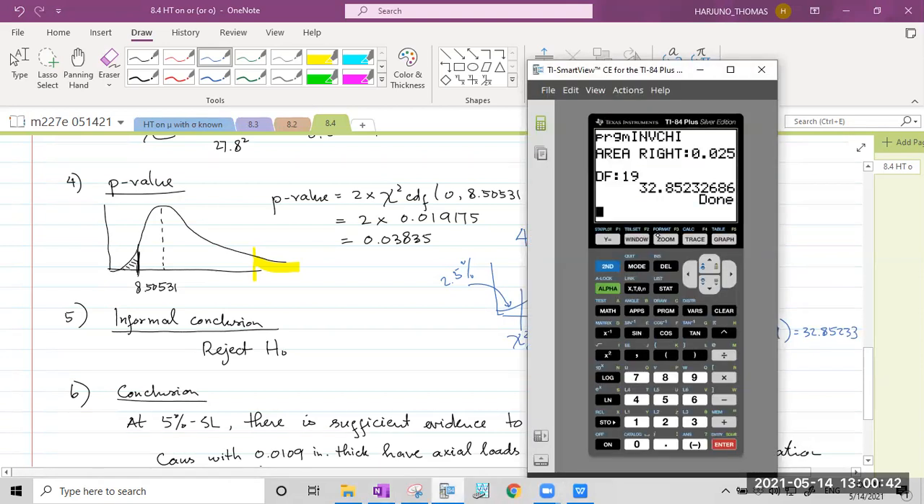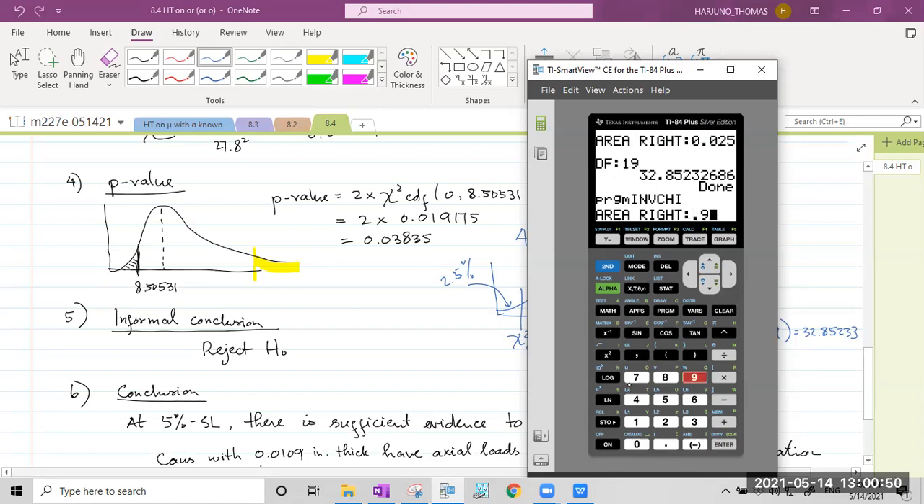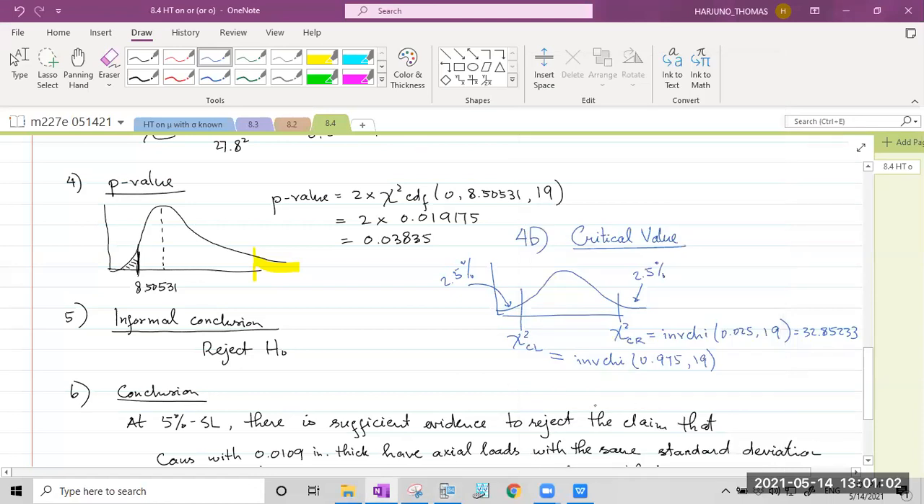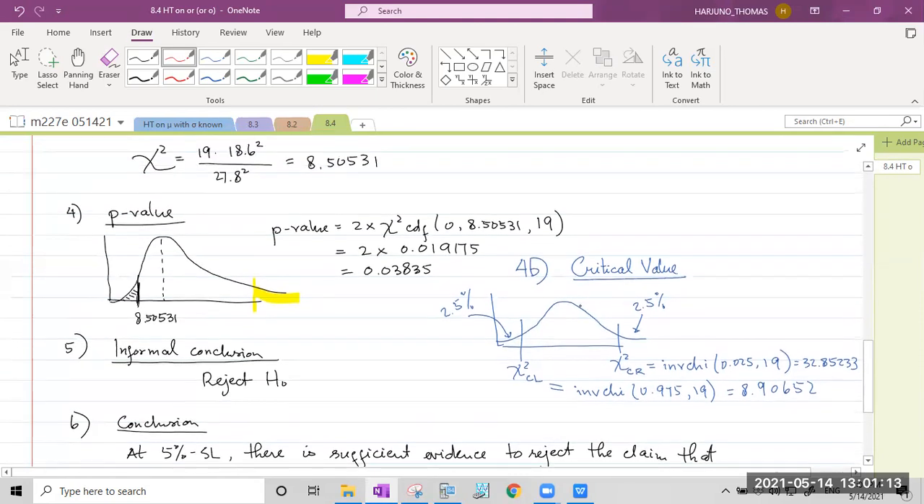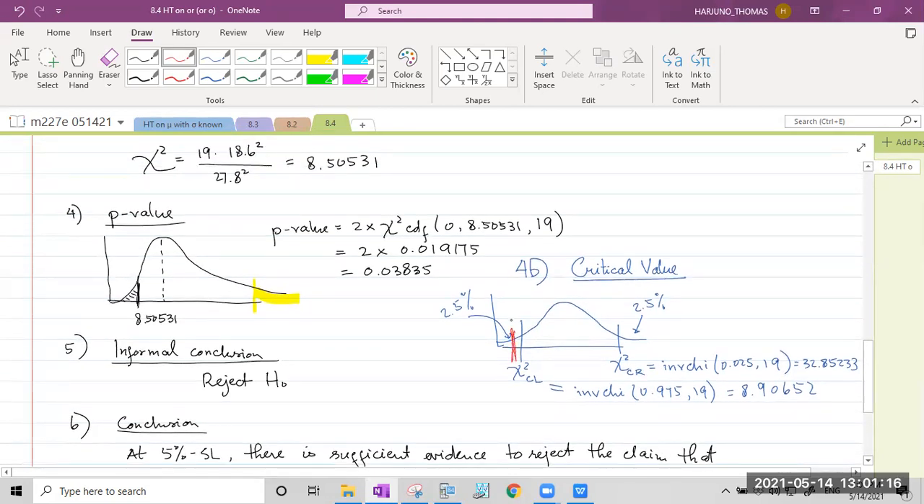And then what happened to chi-squared left? Chi-squared critical left. The area to the right is 0.975, degree of freedom 19. 8.90652. So you notice that the test statistic is 8.5 something, right? Slightly less than that. This is the test statistic. But it is on the tail anyway, right? Because it's on the tail region, we reject the null hypothesis.